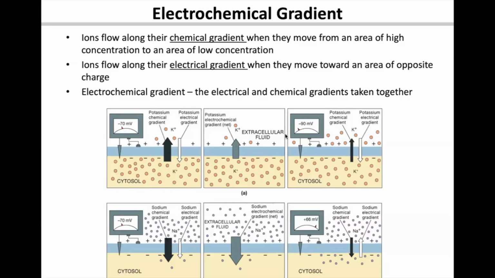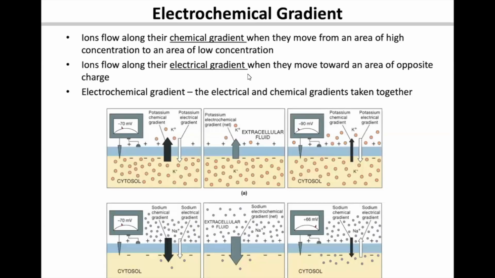So at a point, there will be a time when the chemical gradient and the electrical gradient both become equal. The point where the potassium chemical gradient and potassium electrical gradient become equal is known as the equilibrium potential. When the chemical gradient is equal to the electrical gradient, it is known as the equilibrium potential.